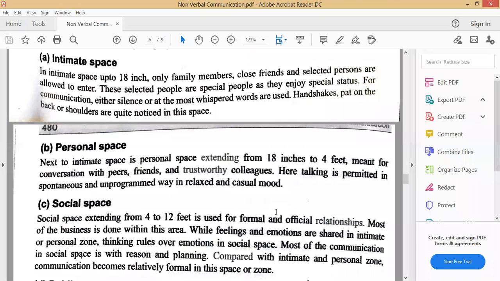enter this zone. Then it says that these selected people are special people as they enjoy special status. For communication, either silence or at the most whispered words are used.